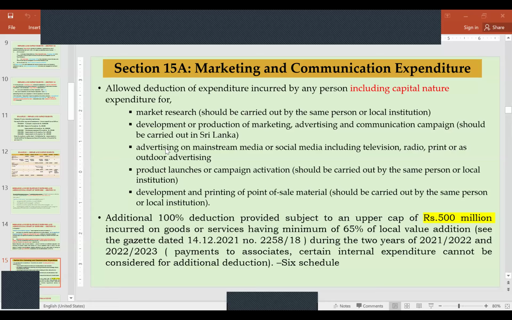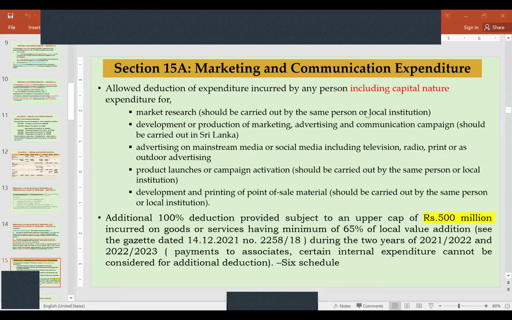The next one is advertising on mainstream media or social media. So what are the mainstream media? That is television, radio, print or any outdoor advertising. So we are going to advertise in television, radio, print or as outside advertising.